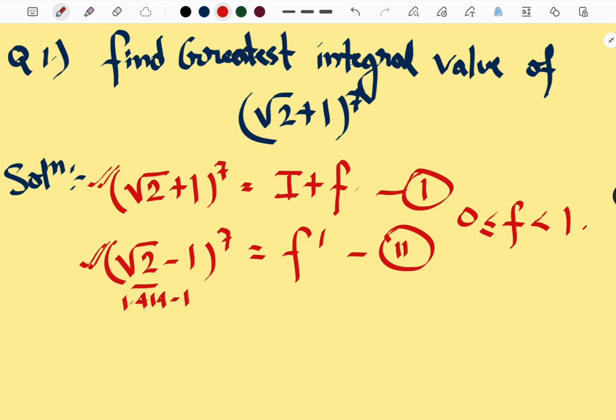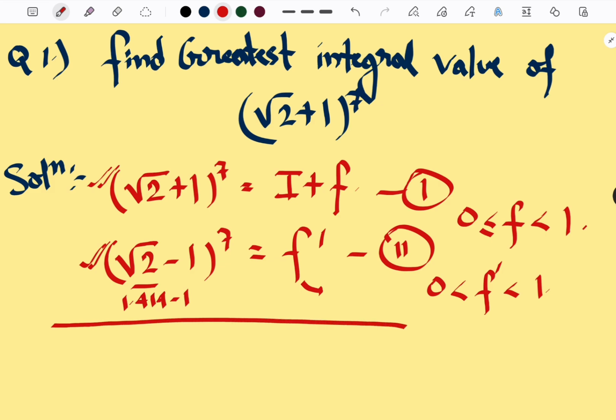√2 ≈ 1.414, minus 1 gives 0.414, and this raised to the power 7 will always have some fractional value that lies from 0 to 1. So f' always lies between 0 and 1. It will never be equal to 0. Now if we try to expand, what is our objective? The first objective is to clear off the surds. So how do we clear off the surds?